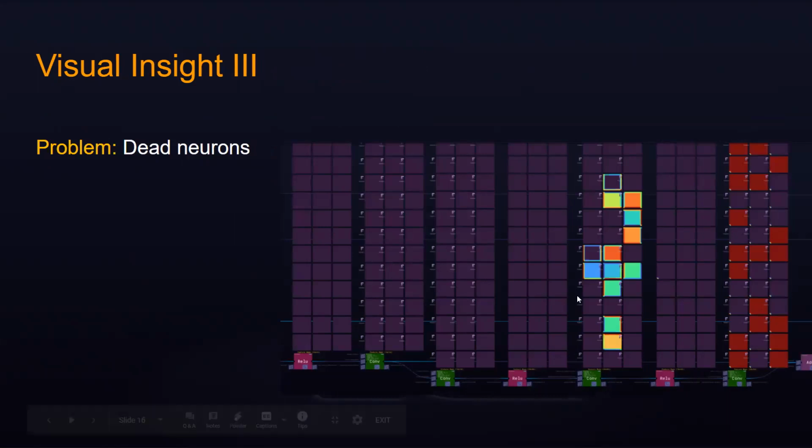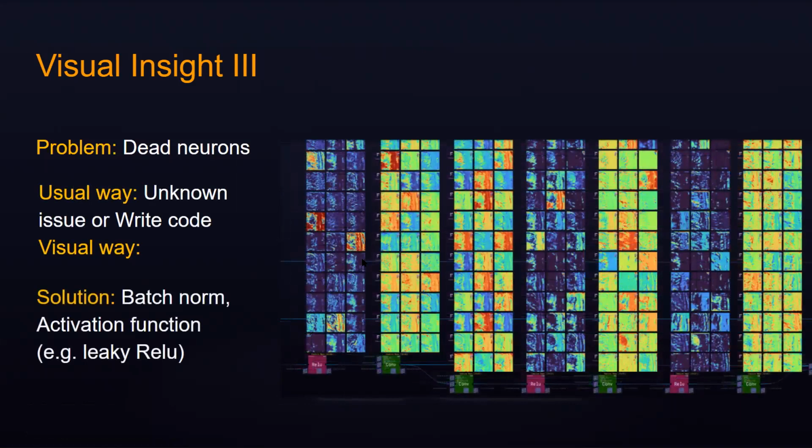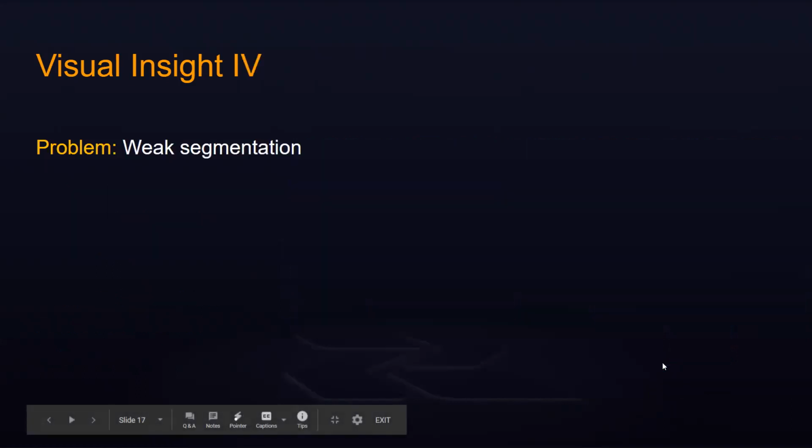So when we visualized the network in the viewer, we realized that one branch of the network doesn't pass the signal, and all the neurons are dead. So we tried to add some batch normalization, and we could also use another activation function such as leaky ReLU. And after that, we could confirm that the signal is passing through this branch, and we could improve the results.